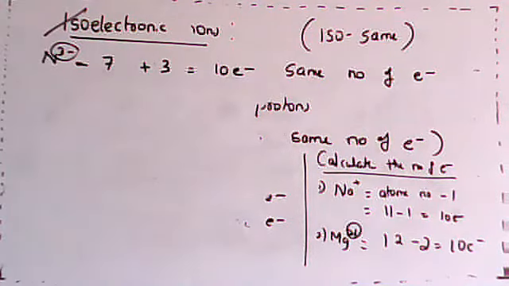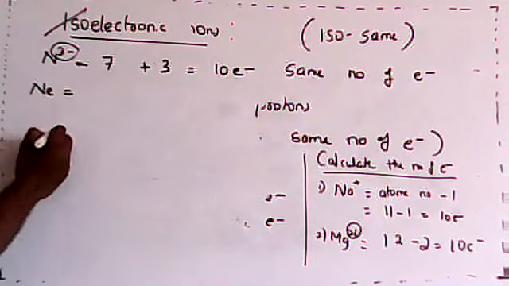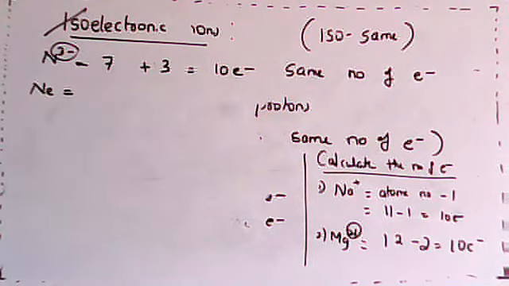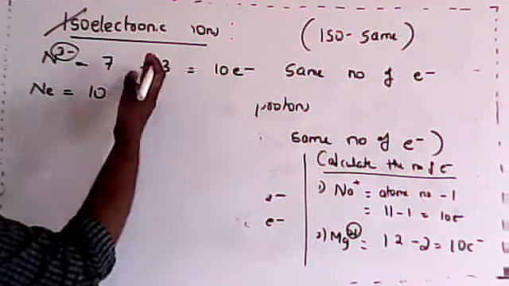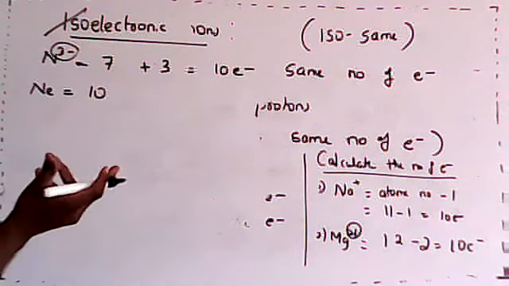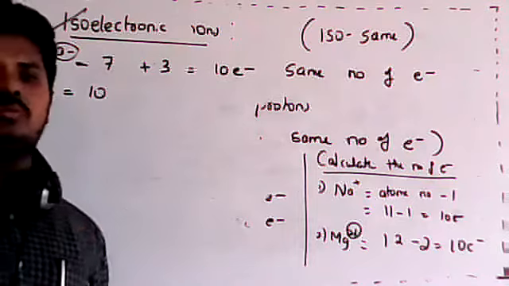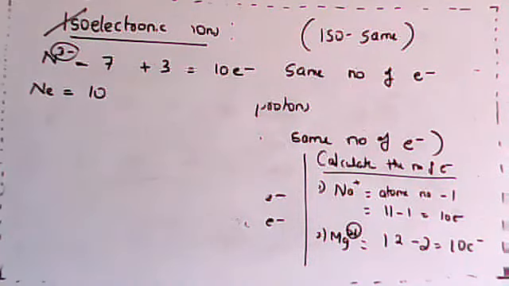Okay. Now, can anyone tell me what is the number of electrons in neon? It is 10. There is no plus or minus because there is no charge. Whatever the charge is, you have to do the opposite now. Got it? So, this way you can find it.